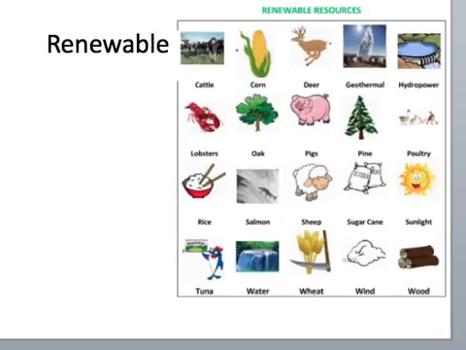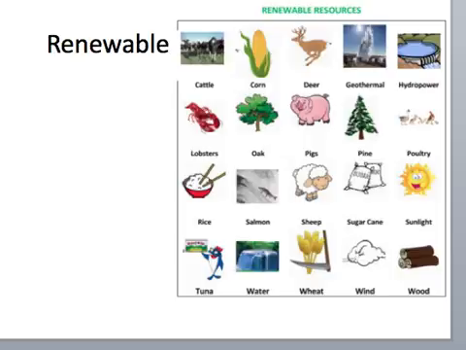Some of the resources are renewable. The word renewable in this sense means that if you can replace that resource in your lifetime, in a human lifetime, then it is considered renewable. So this is kind of a little kid looking list of resources that are renewable.